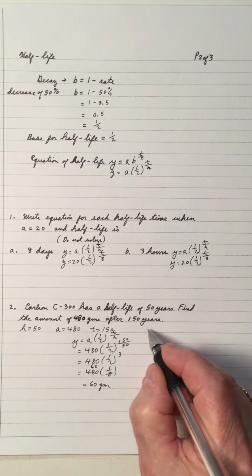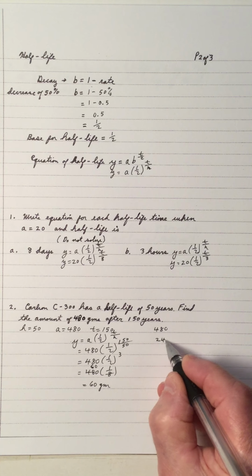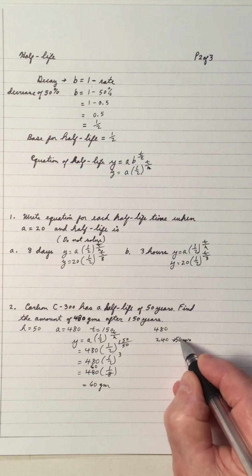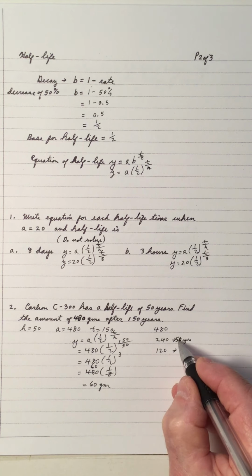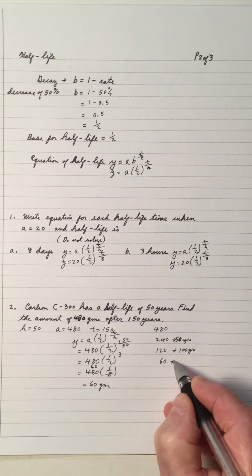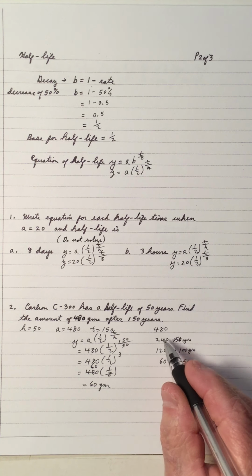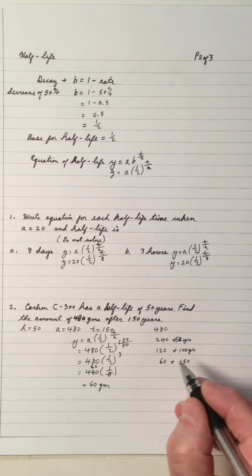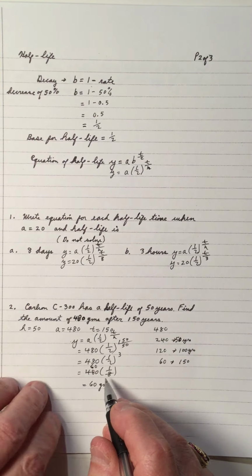And let's just think about it. If we take 480 and take a half of it, we get 240. That's 50 years. Half of that again is 120, so now it's 100 years. Half of that again is 60, and it's now 150 years. So every 50 years it drops to half its mass. 480 goes to 240 in 50 years, 50 more years is 120, 50 more years is 60, and so it takes 150 years to go to 60. So we worked out the problem.